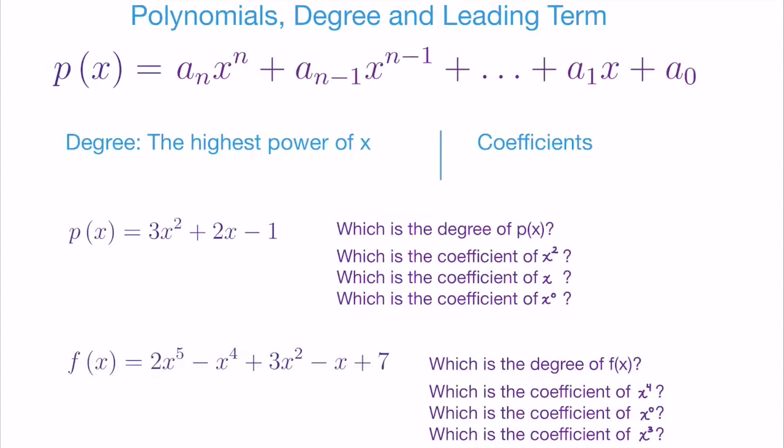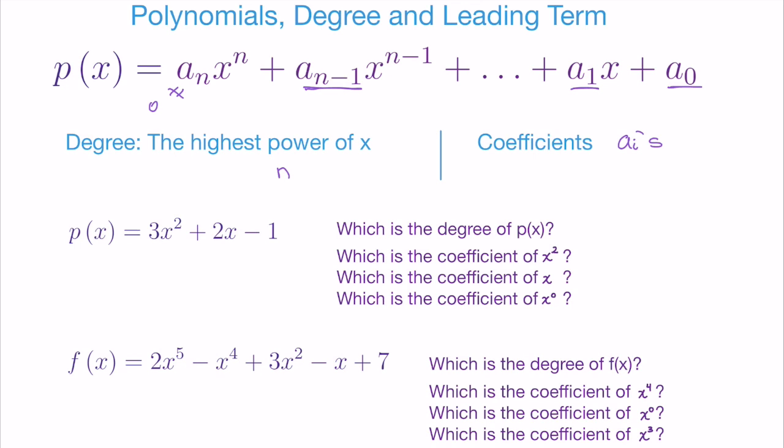Now we're going to talk about the degree and leading term of a polynomial. So here's the general form of a polynomial. The highest power of x in the polynomial is called the degree. So if a_n is not 0, then the degree of this general polynomial is going to be n. The coefficients are the numbers that are in front of the powers of x. So this is a coefficient, this is another coefficient, this is another coefficient. So the coefficients are the a_i's. Now try to answer those questions before I do it. Pause the video if you need it.